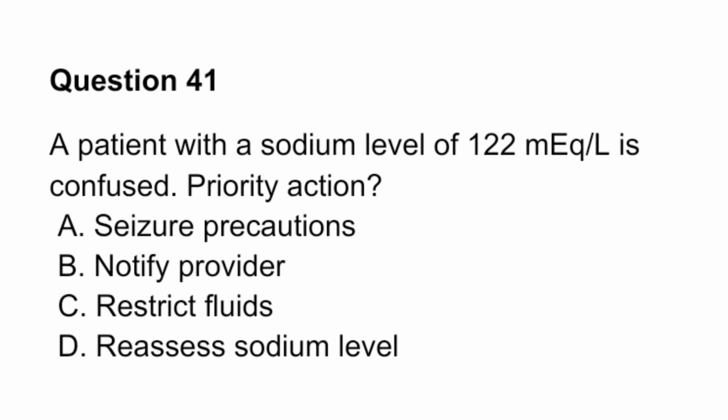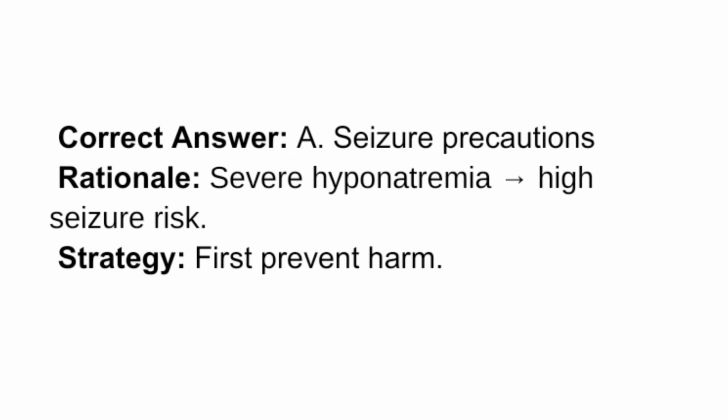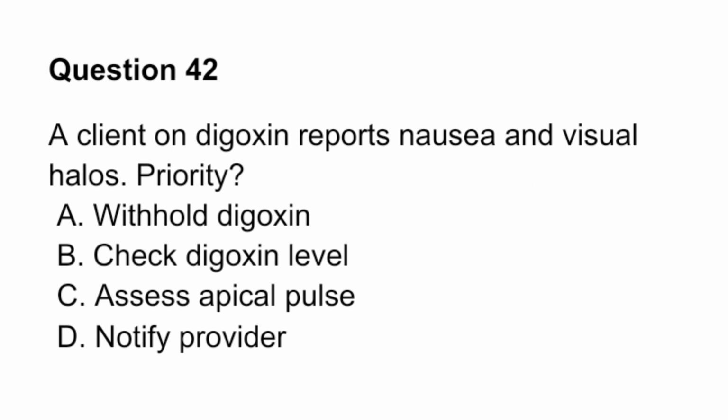Question 41. A patient with a sodium level of 122 milliequivalents per liter is confused. Priority action? A. Seizure precautions. B. Notify provider. C. Restrict fluids. D. Reassess sodium level. Correct answer, A. Seizure precautions. Rationale, severe hyponatremia, high seizure risk. Strategy, first prevent harm.